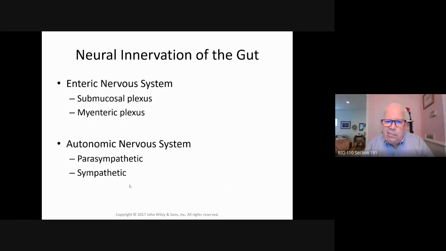Very, very important. If you are stressed, let's say you were in a car accident and you're very, very stressed and you have a broken femur. Do you need blood supply or nerve supply to your stomach?